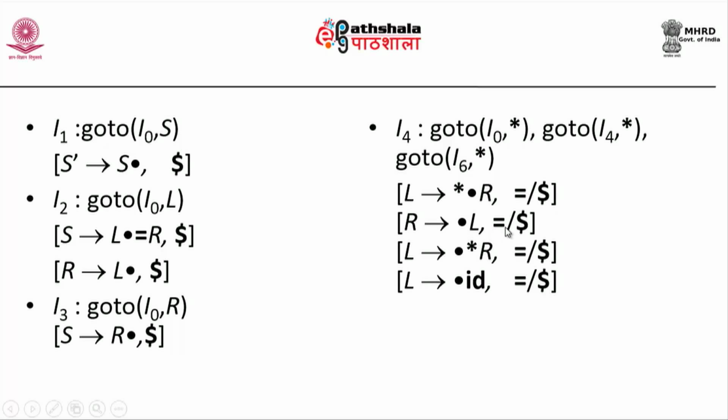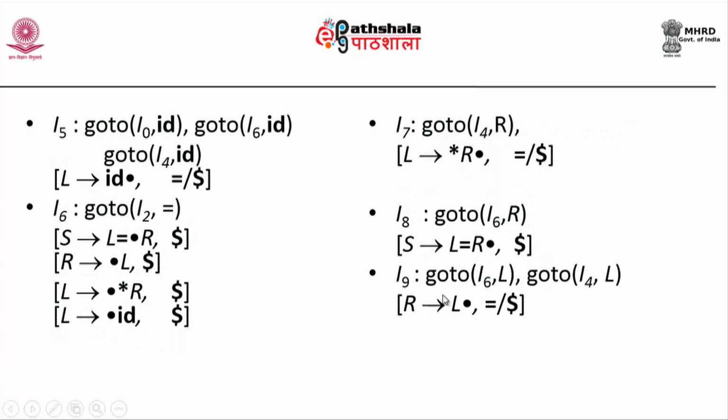So I am combining again equal to slash dollar with a dollar and I am calling it as a single component, I9. I6 comma L and I4 comma L would be two different components, but I have combined them together as a single entry.